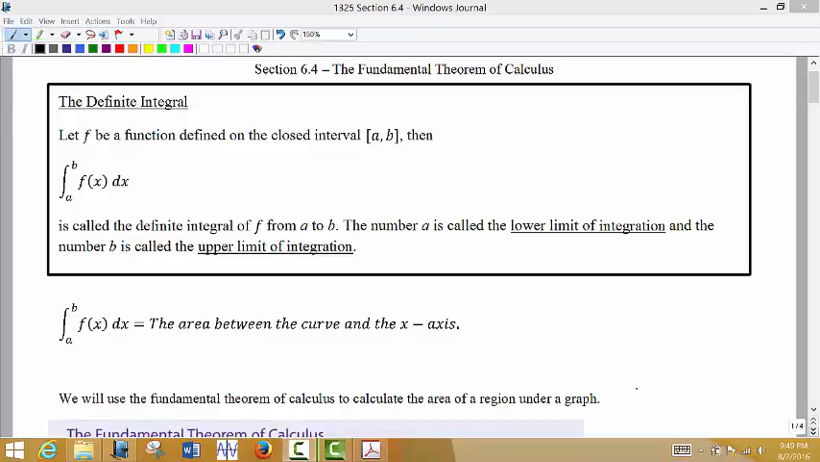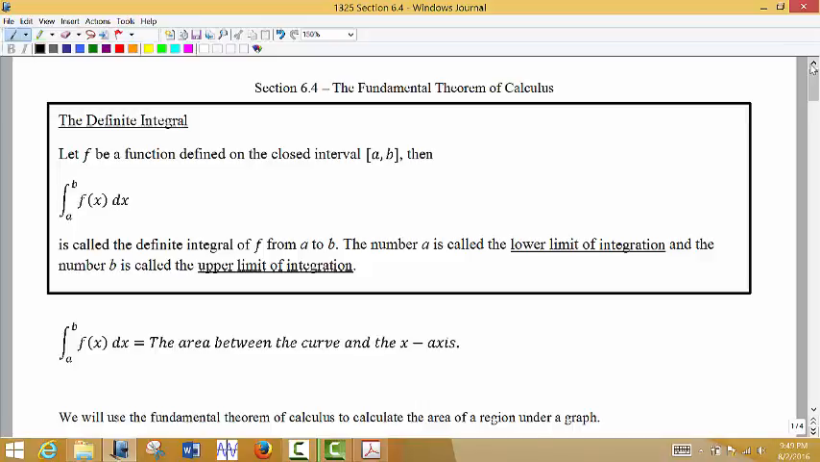Alright, section 6.4 actually brings us to what we call the fundamental theorem of calculus. So you can see how that might be a really important section to cover in calculus. The fundamental theorem of calculus. So we're going to take this idea of integration, we're going to add in one little extra step.